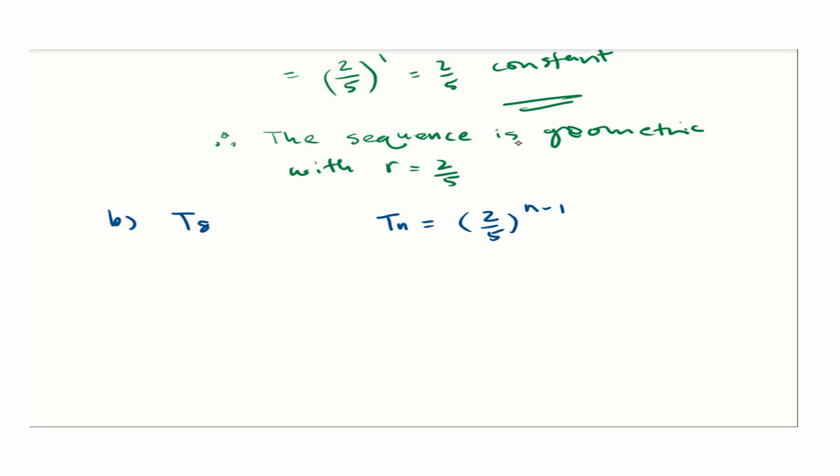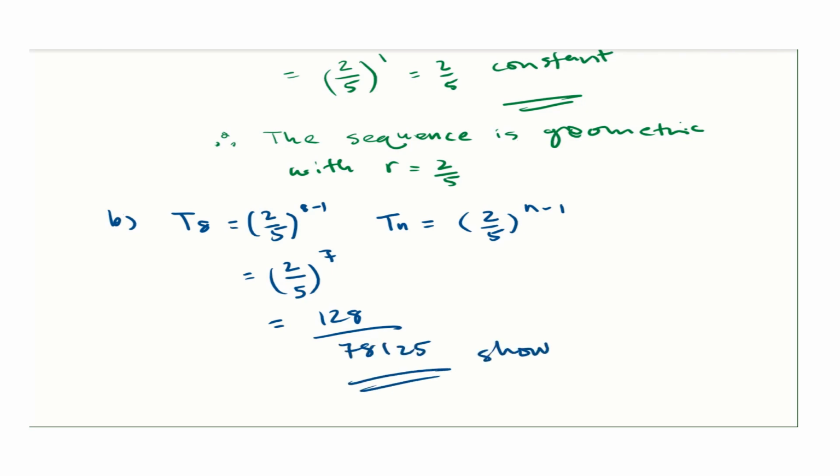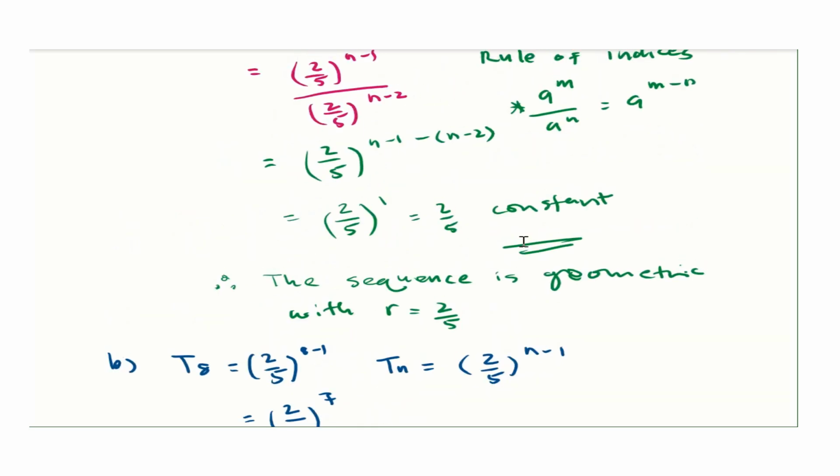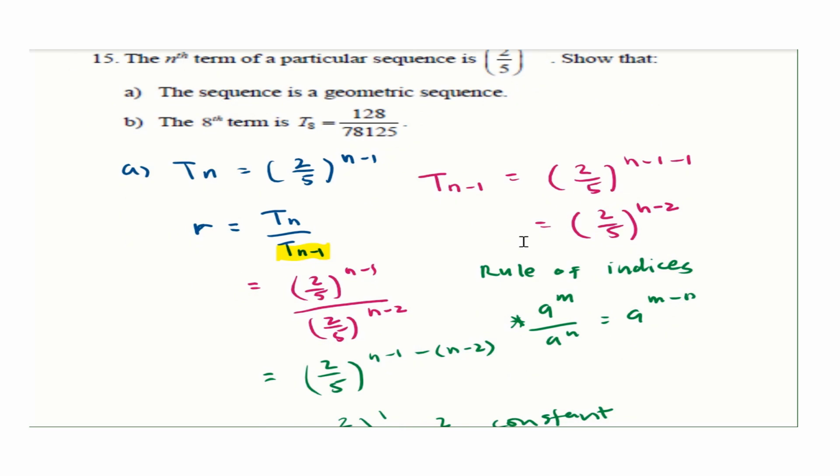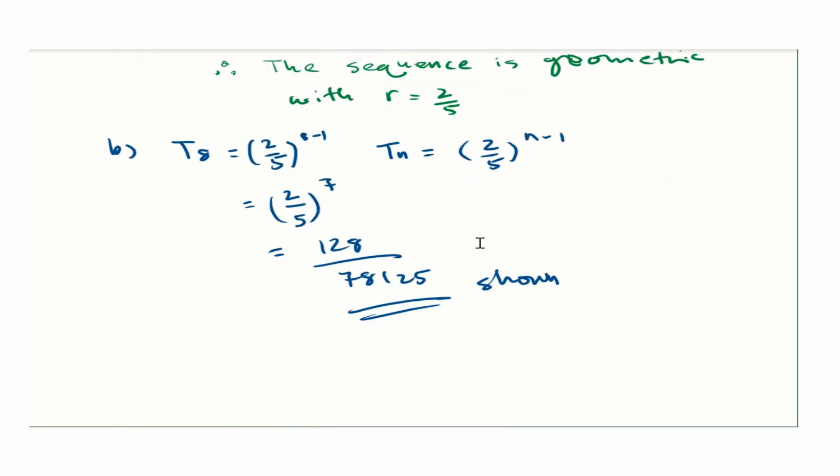So we get T8 equals 2 over 5 power 8 minus 1. Then we get 2 over 5 power 7. So then we calculate. 2 to the power 7, we get 128. And 5 power 7 is 78125. Shown. It only asks us to show. Okay, that's how it is for the T8 question. If you take the long way, not using the Tn, you find T1, find its A, find its R, and put it into the formula, you will actually get the same result.